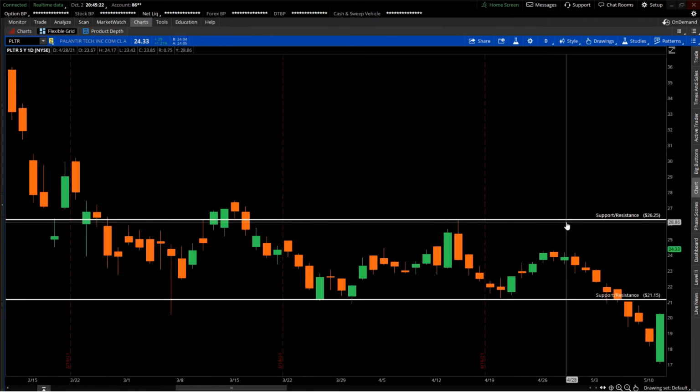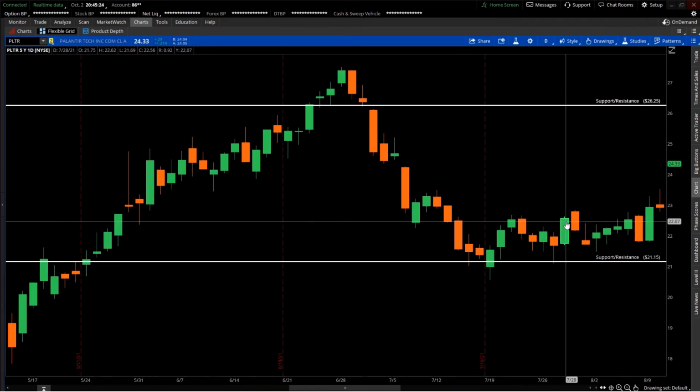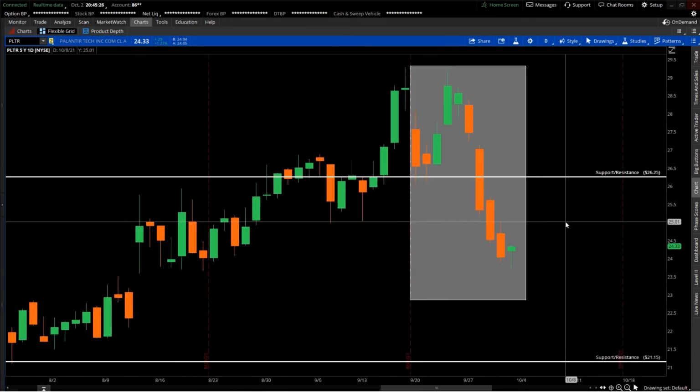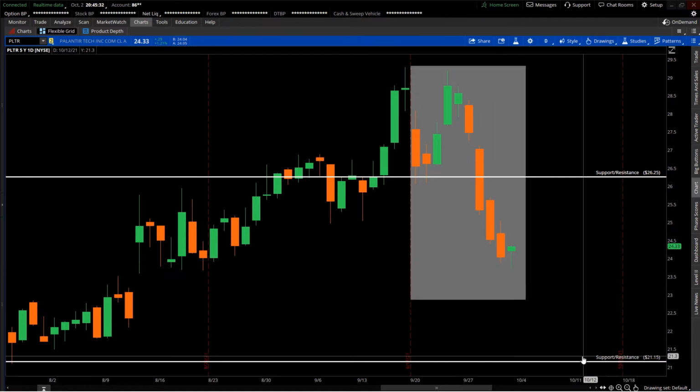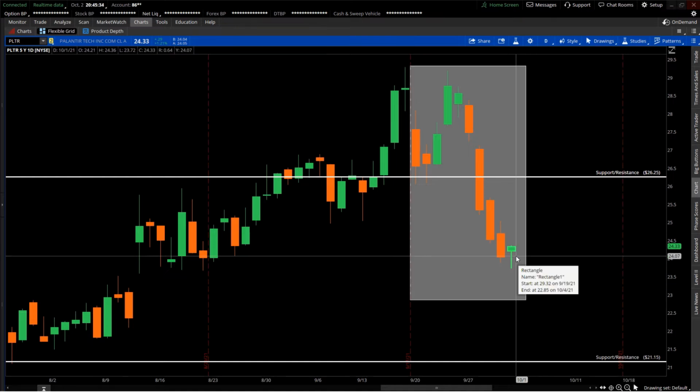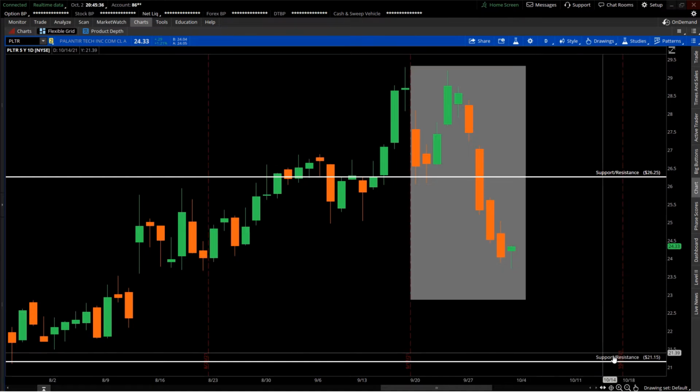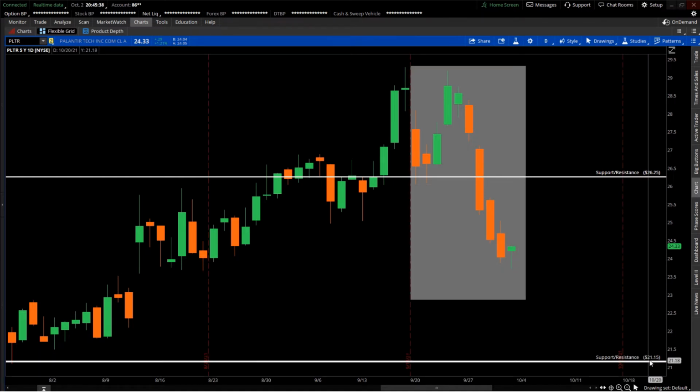With all of this, now we're going to formulate an educated thesis or hypothesis as to where price is going to go. I'm in the camp that if price does come down, I'm looking at 21.15 as the ideal area.